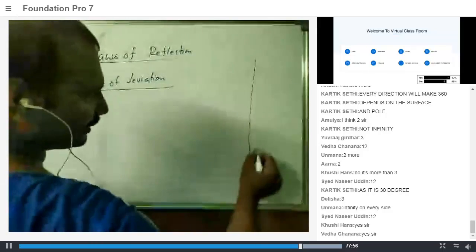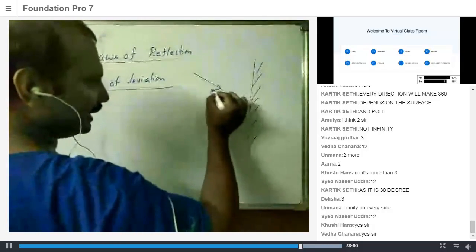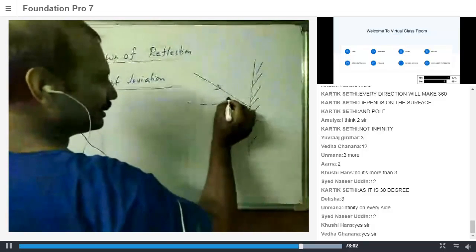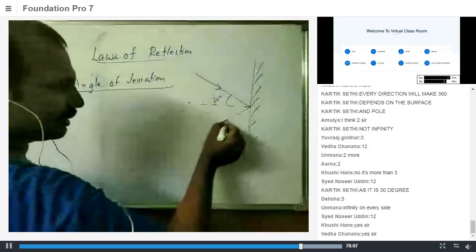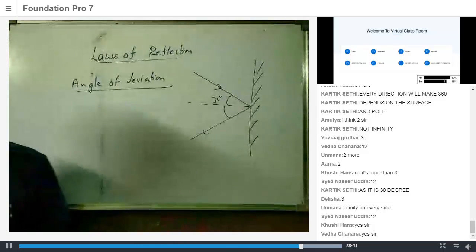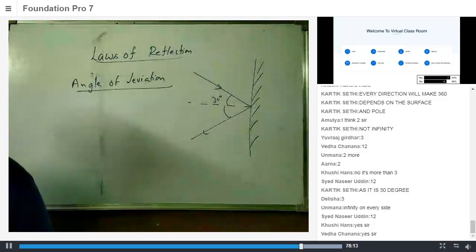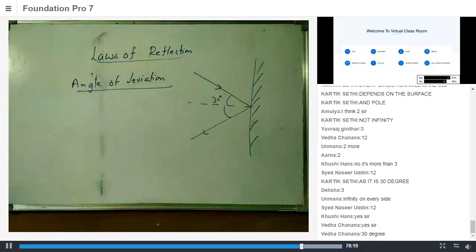Now let's say this is the surface. I'll take some numbers. Let's say this is the incident ray, this is the normal, and this is 30 degrees. What will be the angle of reflection? If the angle of incidence is 30 degrees, how much would be the angle of reflection? 30 degrees, right? Yes. So is that clear?